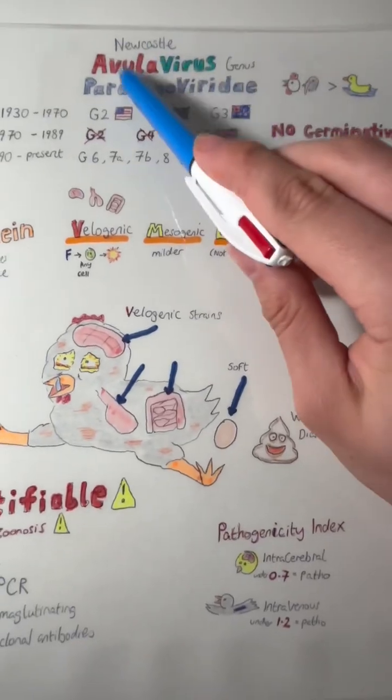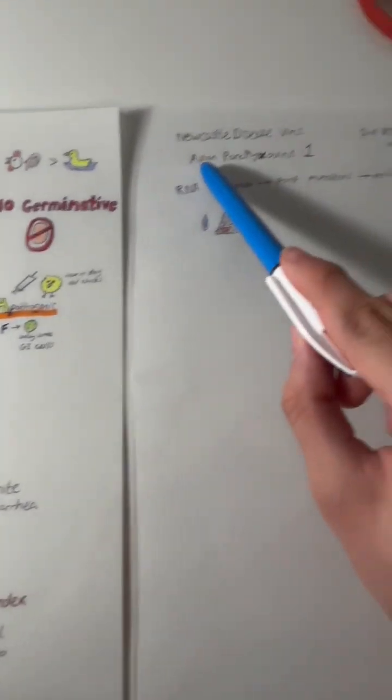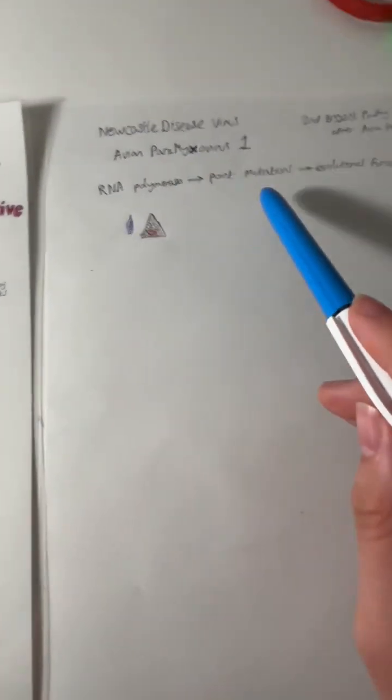Newcastle disease is part of the Avulavirus genus, which is part of Paramyxoviridae. It is also known as avian paramyxovirus 1. It is the second biggest poultry killer after avian influenza. There are several genotypes due to the RNA polymerase, which allows point mutations.